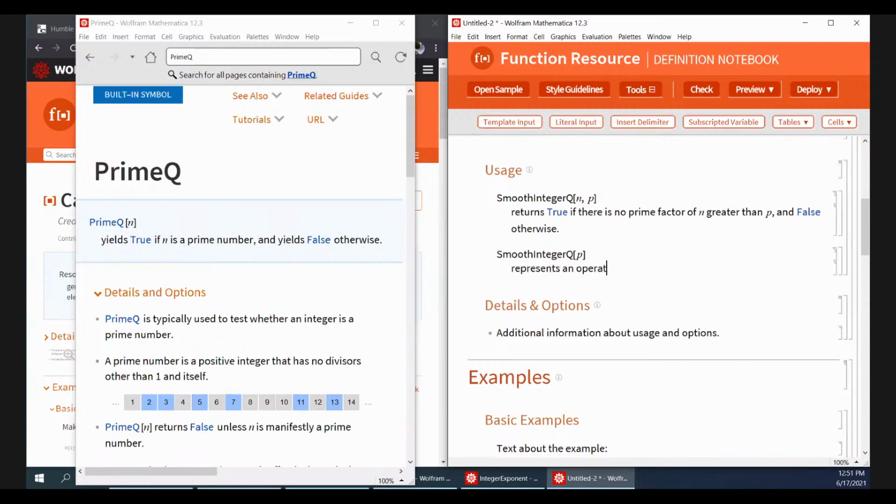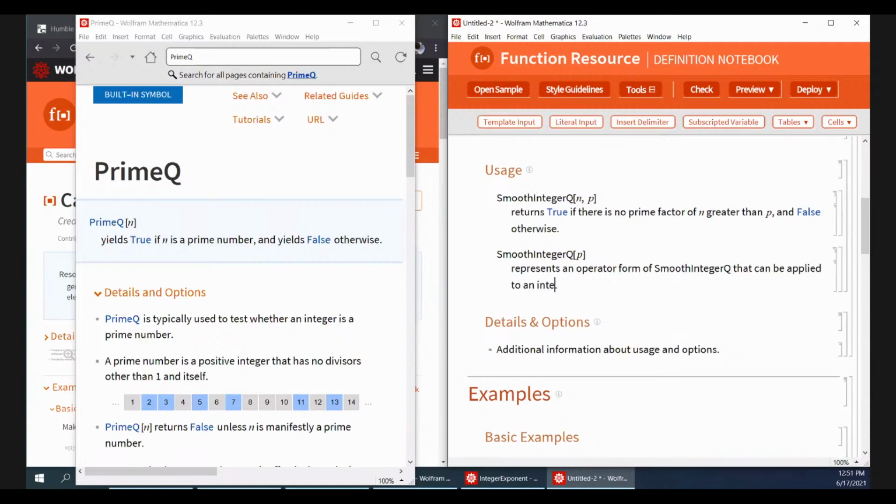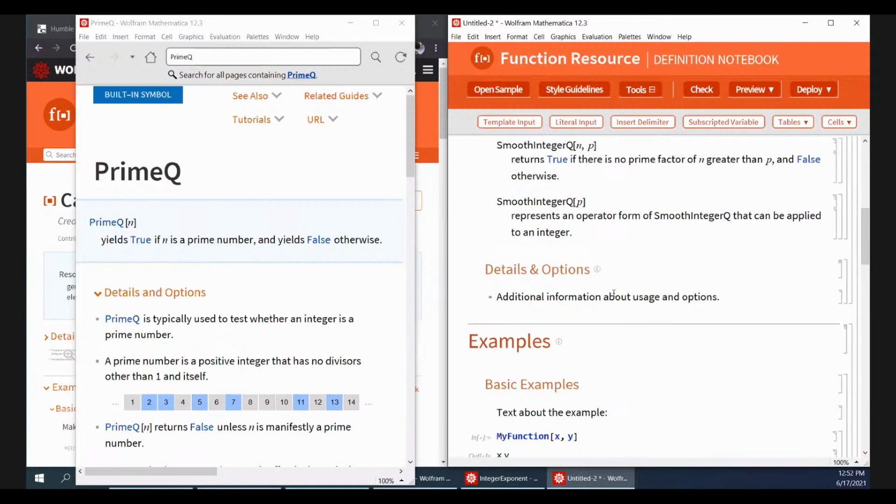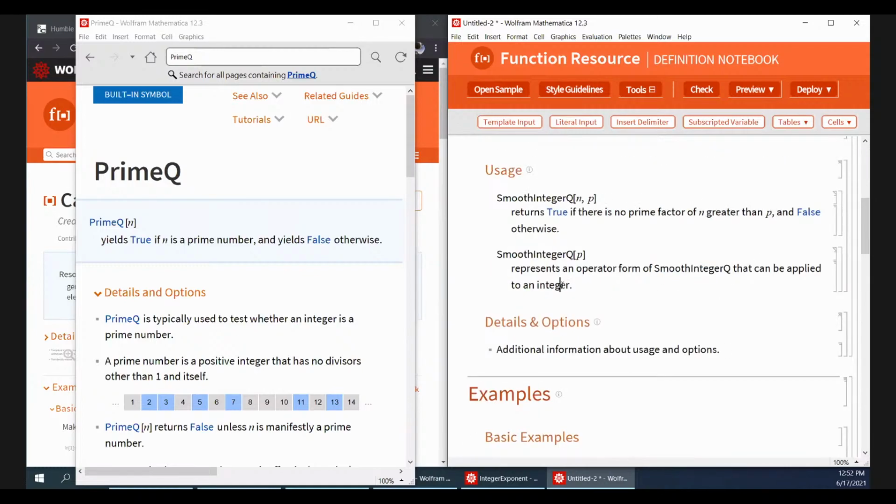This is the Stephen developed wording. And then that's all just "represents an operator form of smooth integer Q that can be applied to a number, say." I know it's more general. You can apply it to anything, but make sure you give integer a type for template input. Oh, sorry, I'm referring just to smooth integer Q, yes. Ah, okay, it's a math term. I see. Yeah, smooth integer Q gets templated. Yep, this one did. This one does not.